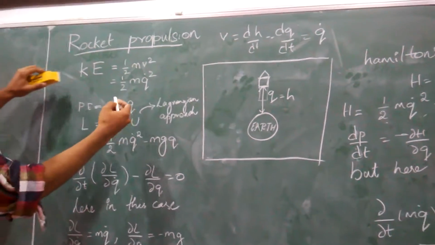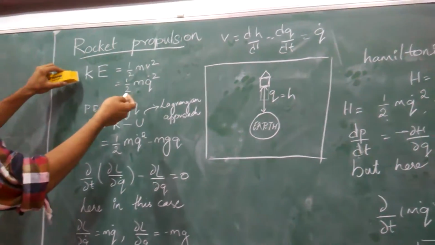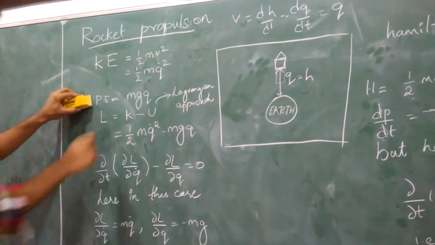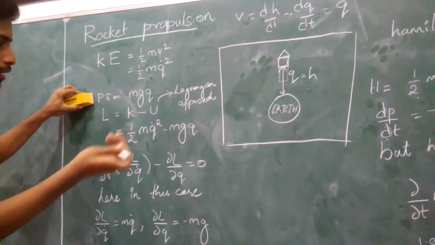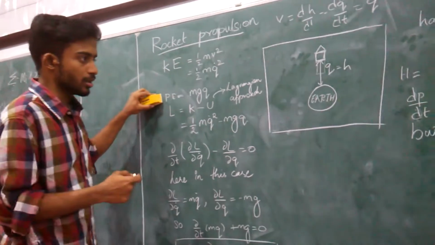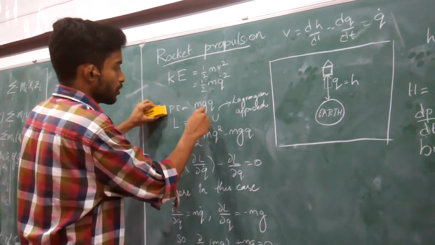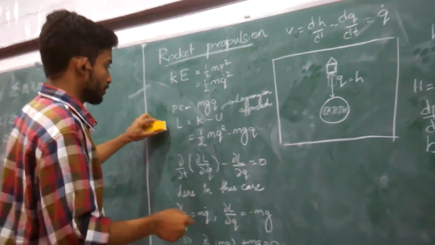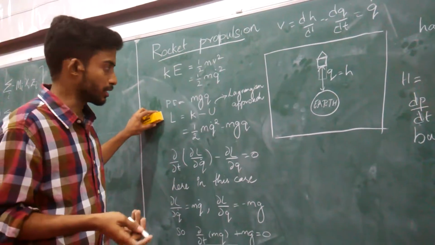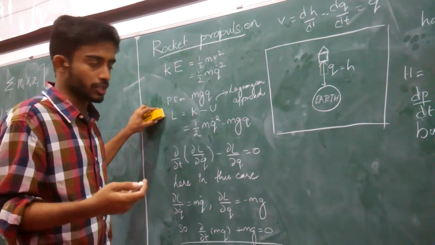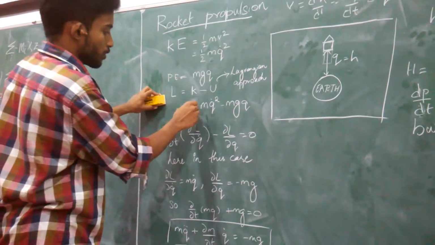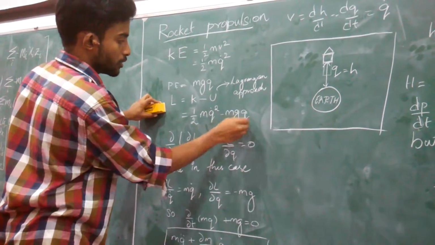So from this equation, we get the kinetic energy of the rocket as 1 by 2 mq dot square. And as we know, in the gravitational force of Earth, potential energy is equal to mgh. Here, as h is equal to q, potential energy is equal to mgq. We know that the Lagrangian of a body is equal to kinetic energy minus potential energy. So from the above two equations, we get the Lagrangian of the body as 1 by 2 mq dot square minus mgq.